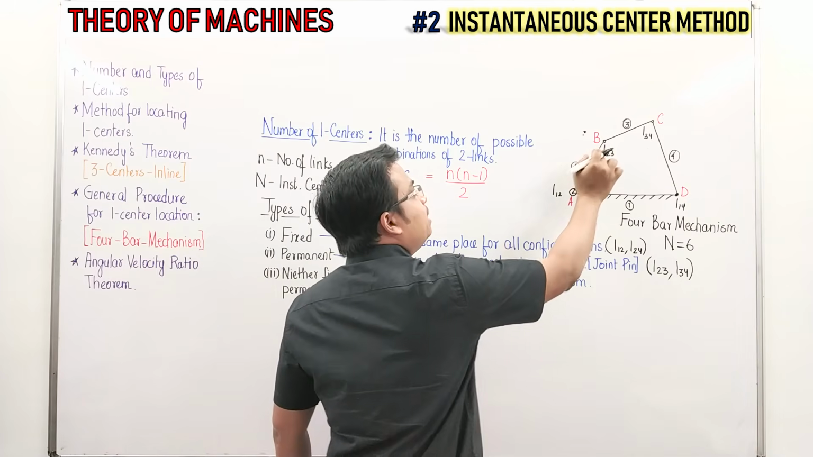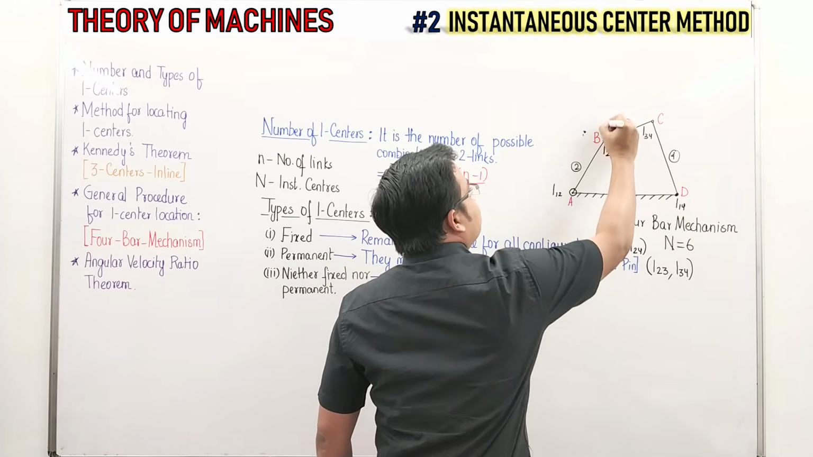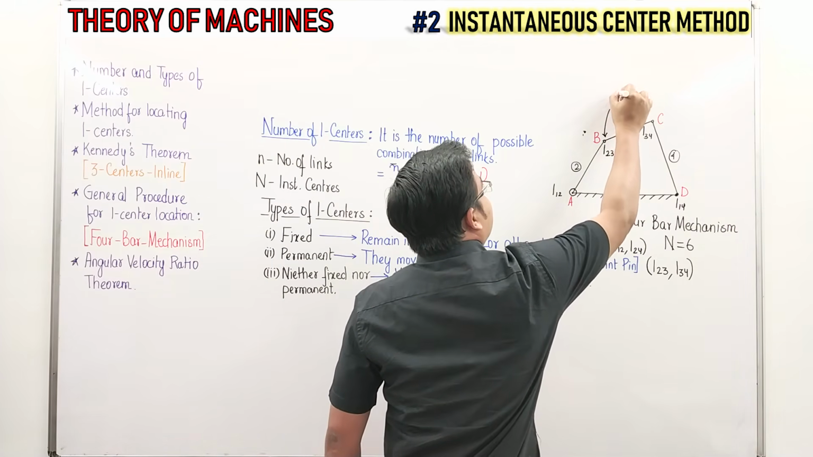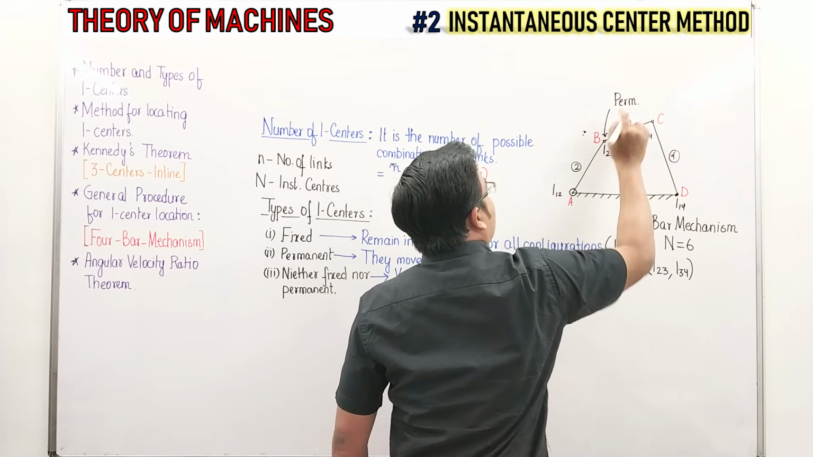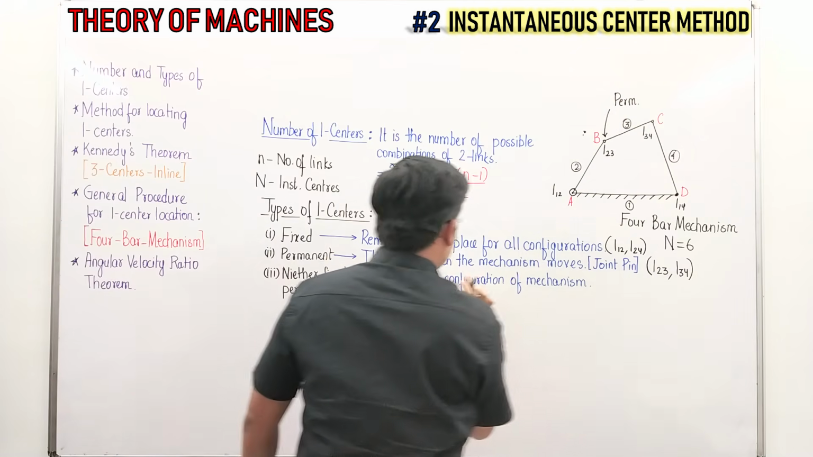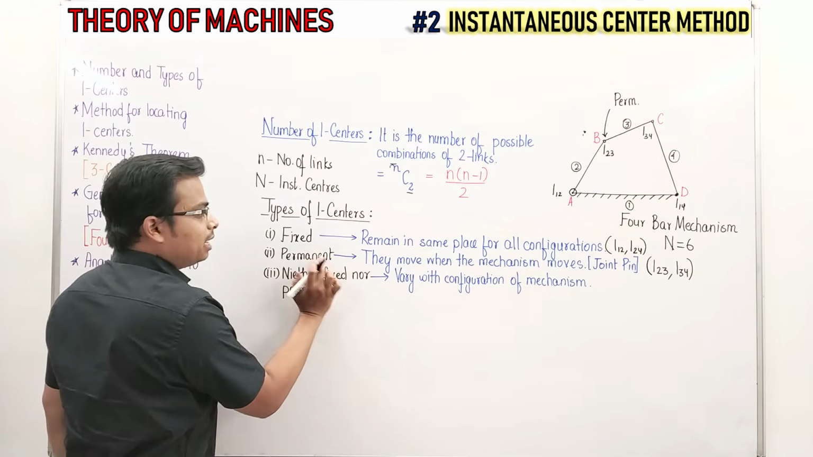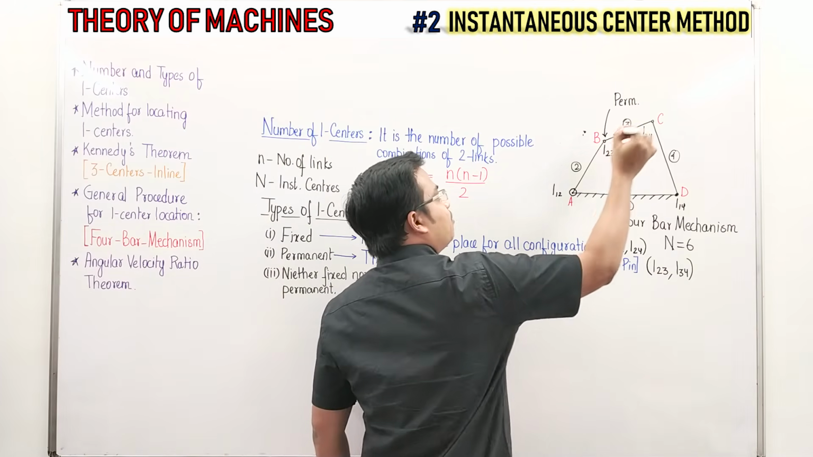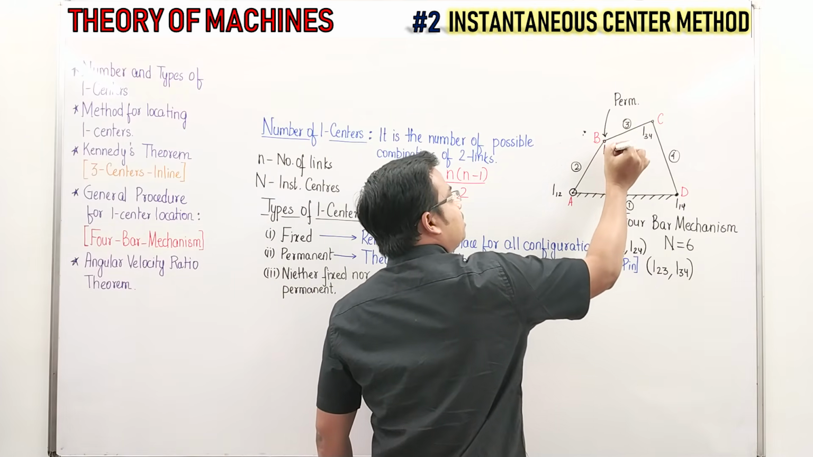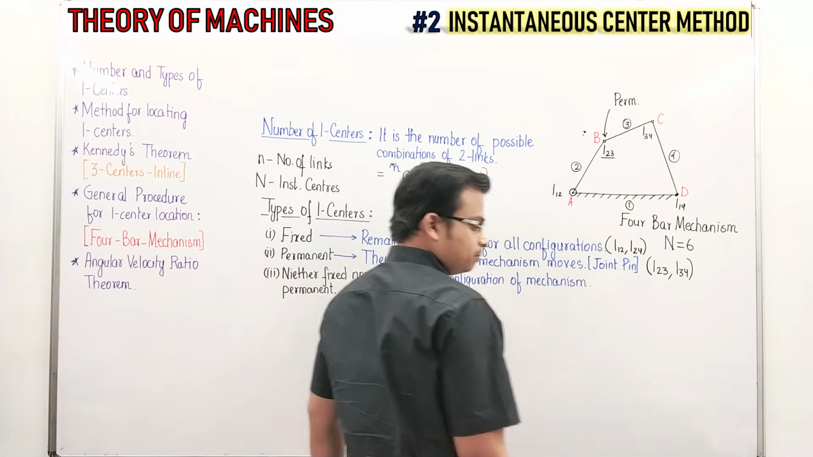And why has it been named as permanent? Because this joint, guys, this joint is actually permanent. That's why it has been named as a permanent eye center. And over here we have a pin, right? And the center of that pin is the eye center 2, 3. You can say this.